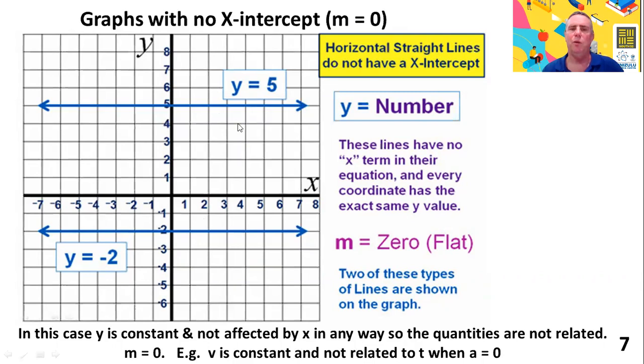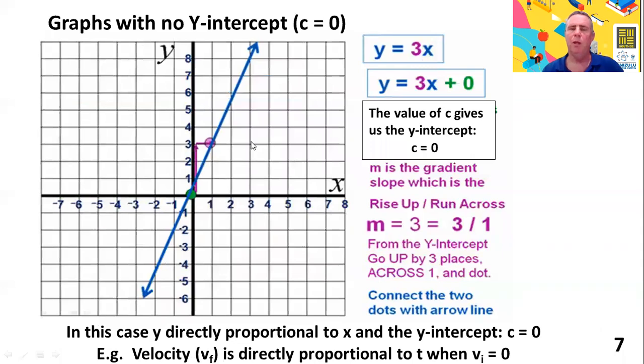Remember that in physics, we usually only work in the first quadrant, as we're only working with positive values. One other special case is where c is equal to 0. The graph will go through the origin, and you'll just have y equals mx, y equals the gradient times x. In this case, y and x are directly proportional. That means if you double the value of x, you will also double the value of y.